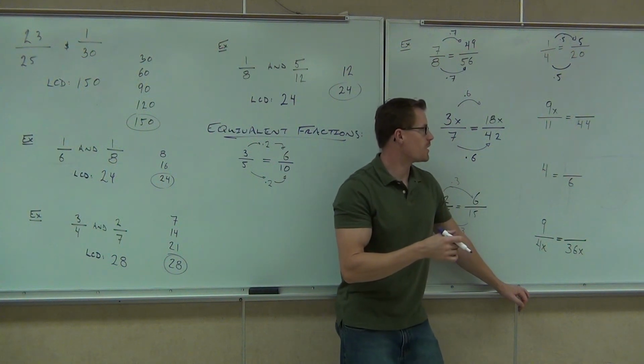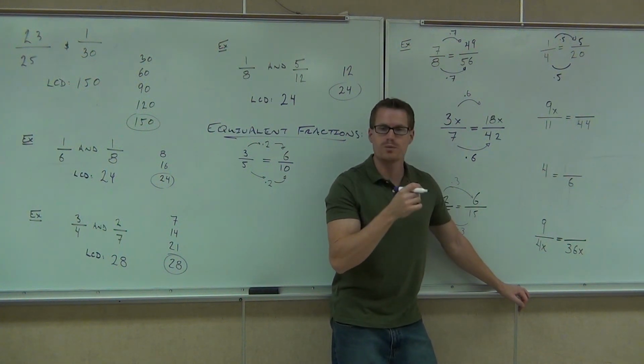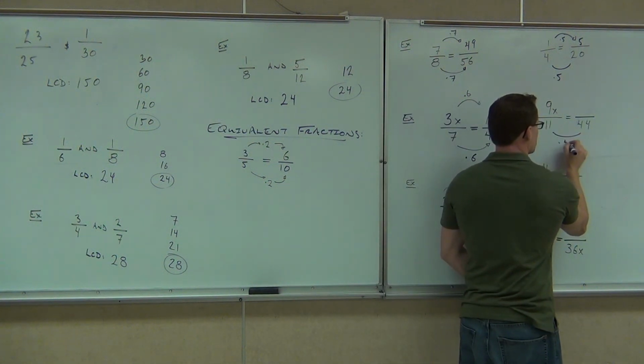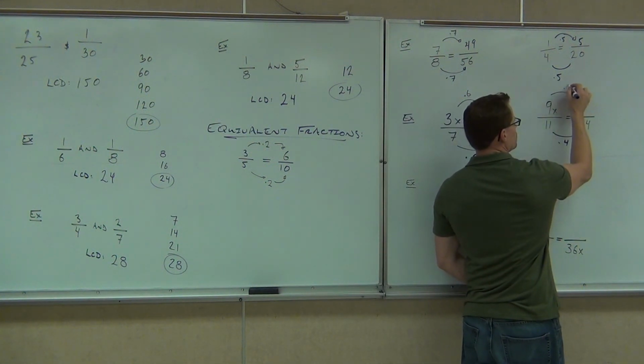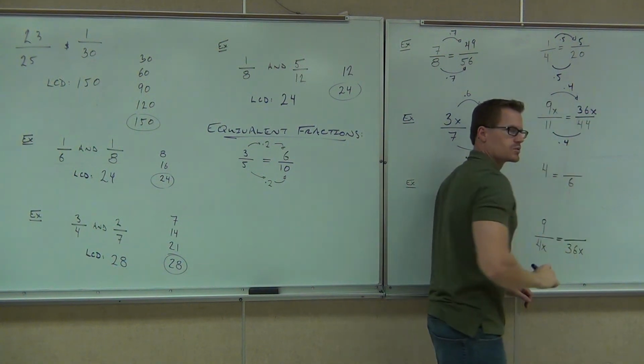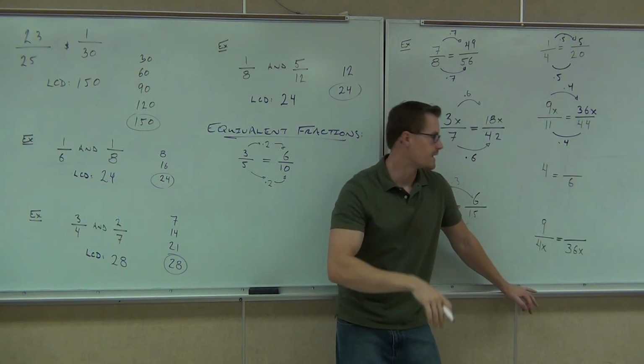How about 9x over 11 equals something over 44? What are we multiplying there? 4. So we multiply this times 4. Same thing on the numerator. 36. Good, 36 what? Yes. Don't forget the x. Don't just give me 36 over 44, we'd be losing that x.